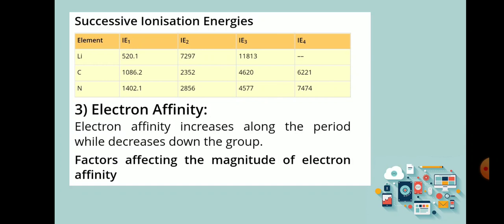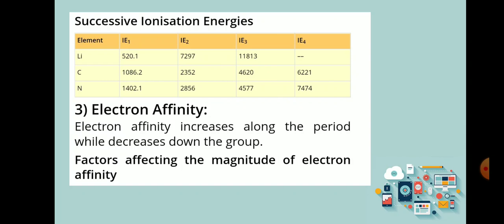Carbon with ionization energy 1 with the value 1086.2. Ionization energy 2 value 2352. Ionization energy 3 value 4620. Ionization energy 4 value 6221.